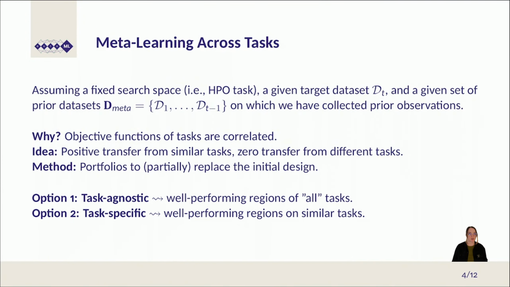Now, the main question is, how do we get this portfolio? How do we build this portfolio if we have our metadatabase? There are two options. One is we build a task-agnostic portfolio offline once that covers well-performing regions across all tasks. So this covers very diverse settings. And option two is we build a task-specific portfolio for our target data set, which covers well-performing regions on similar tasks. So let's have a look at how we build such portfolios.